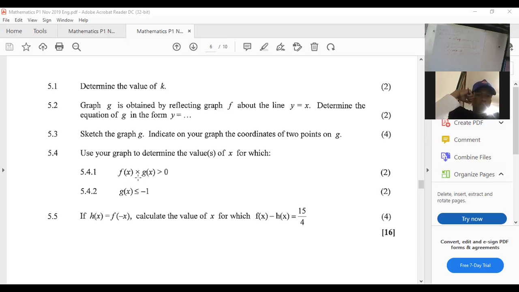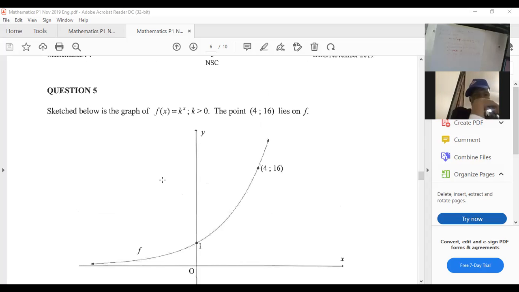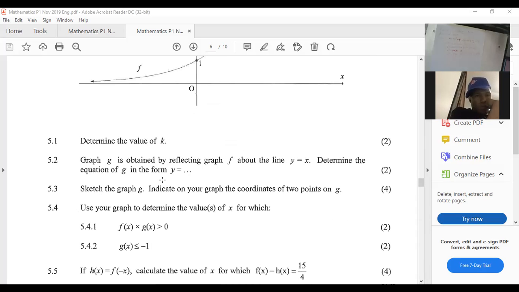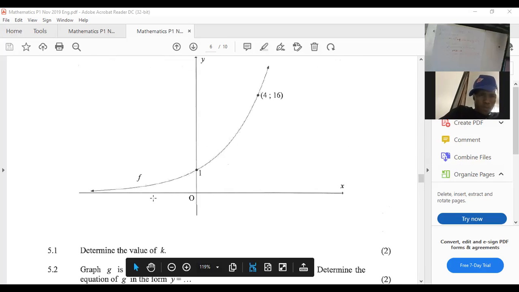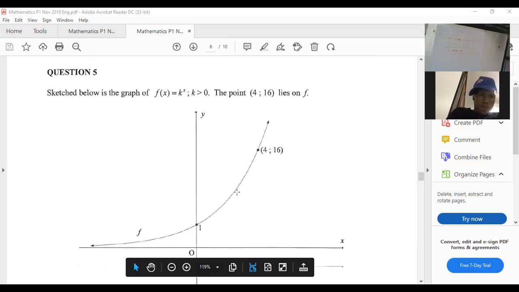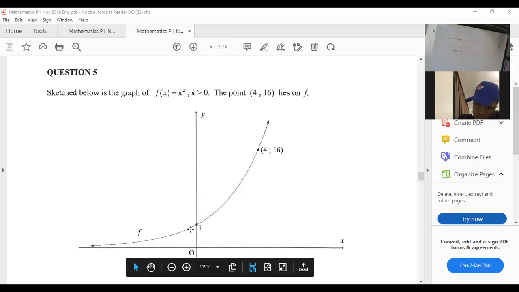Okay, now I show a graph. Now, here is the graph of f(x). It's an exponential graph. It moves up this way. That means your a is greater than one, which is why it is positive.